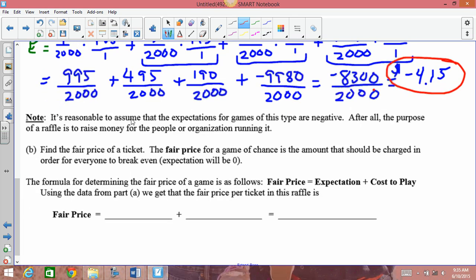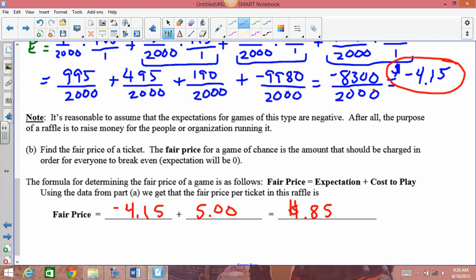This leads us into the next topic, which is called a fair price. The fair price of a ticket is basically your break even, where the people holding the raffle don't lose any money and they don't gain any money. Likewise, you don't lose and you don't gain any money. It's that break even. Fair price is always your expectation plus the cost to play. So here our expectation was -415. Add to that the cost to play, which was $5, and that should give you 85 cents. So what this means is if they were charging 85 cents for the tickets, that would be a fair price.